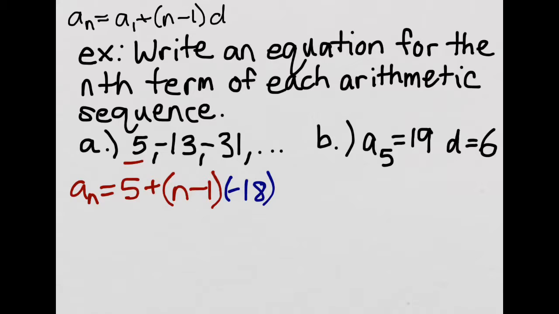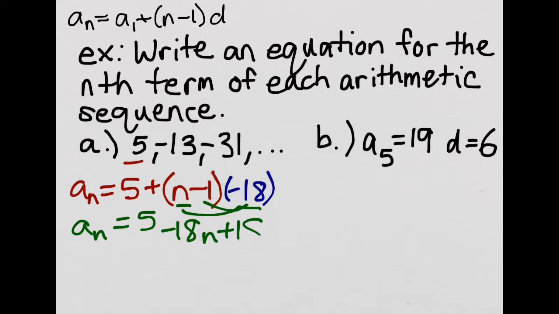And let's check and make sure that that's right. Is 5 minus 18 negative 13? Well, yes, it is. So now we just need to distribute this number to everything in the parentheses here, and then add any like terms that we have. So we will get a of n is equal to 5, and then n times negative 18 is negative 18n, and negative 1 times negative 18 is positive 18.